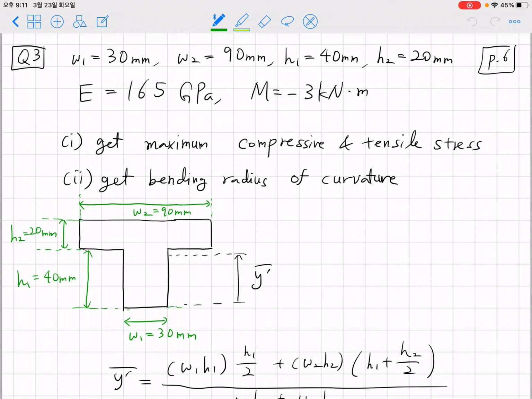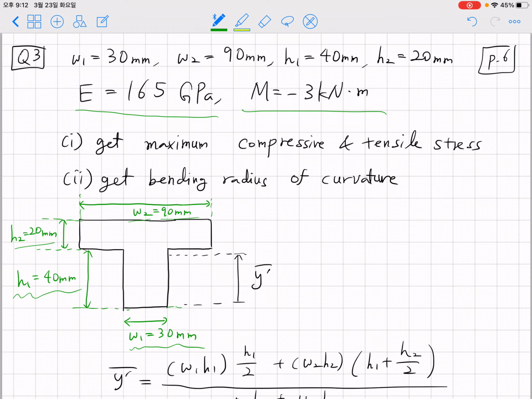Now let's consider a more concrete problem with real numbers. We are considering a similar geometry, but here we have specific numbers. For W1 we have 30 millimeter, H1 we have 40 millimeter, W2 we have 90 millimeter, H2 we have 20 millimeter, and the elastic modulus, the Young's modulus, is given as 165 gigapascal.